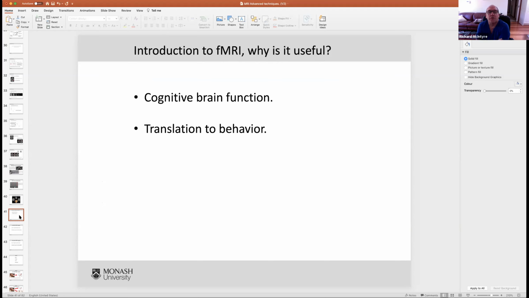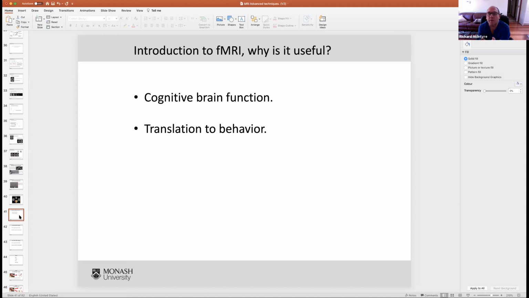We think about two things when we talk about fMRI. We think about cognitive brain function, and we translate that to behavior. So we can use MRI to tell us what part of the brain is functioning when we're presenting a task to a participant. We can find out what part of their brain is functioning when I'm giving you this information, if I was having an MRI scan.